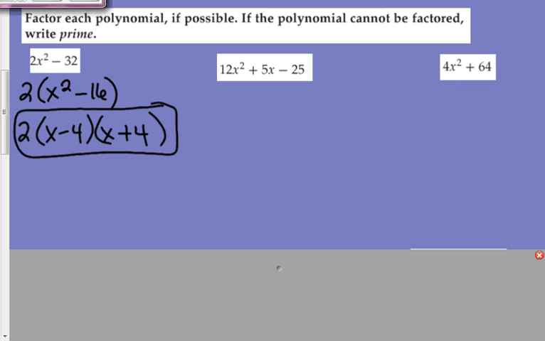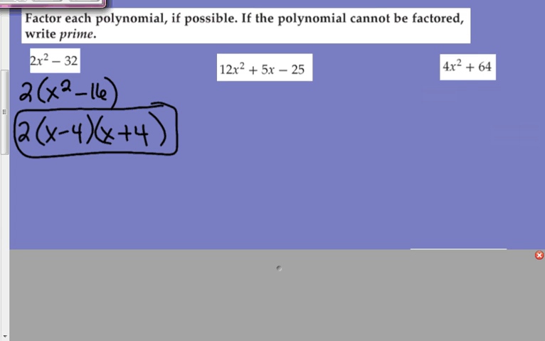Okay, the next one. See if there's anything I can factor out. No. Let's see if it's a perfect square trinomial. The last term's a perfect square, but the first term is not, so it's not a perfect square trinomial. And it is in the form of ax squared plus bx plus c or minus c. So we're going to have to slide and divide.